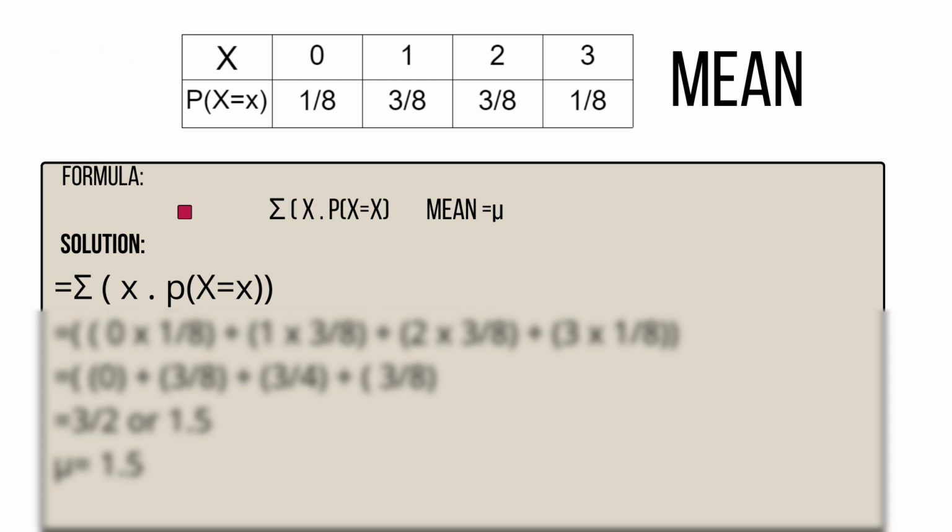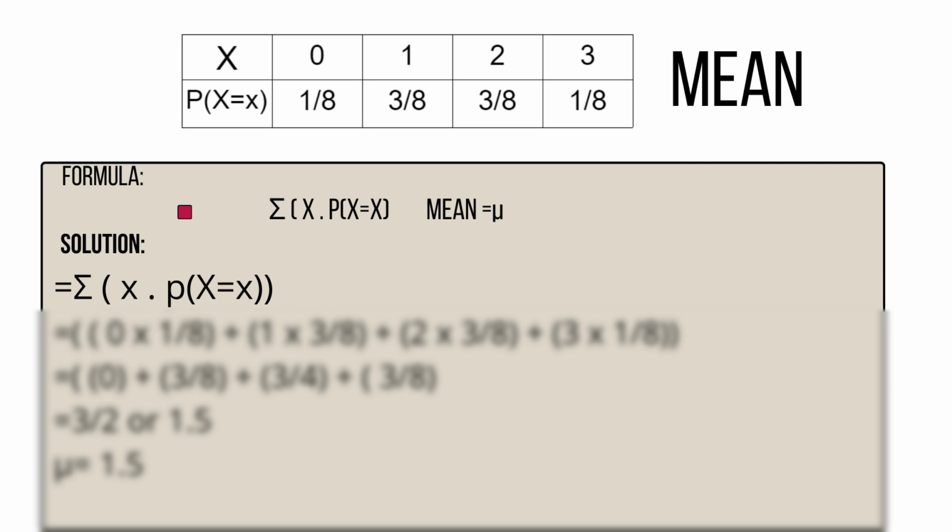To find the mean, you have to memorize the formula of summation, where x is multiplied to P of x equals x. Okay, the frequency multiplied to its probability. The mean is denoted as mu. The sign of mu is denoted as mean. It can be interchanged. Now let's proceed to the solution.